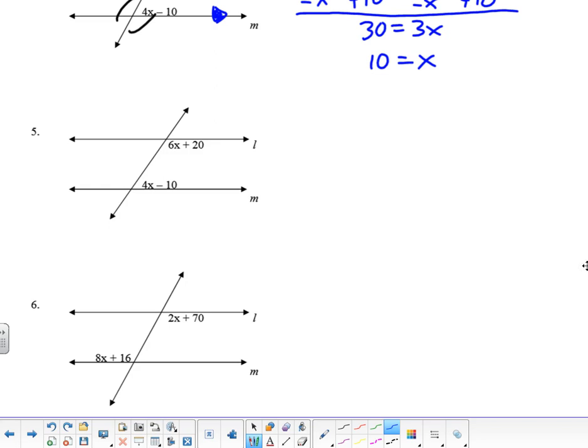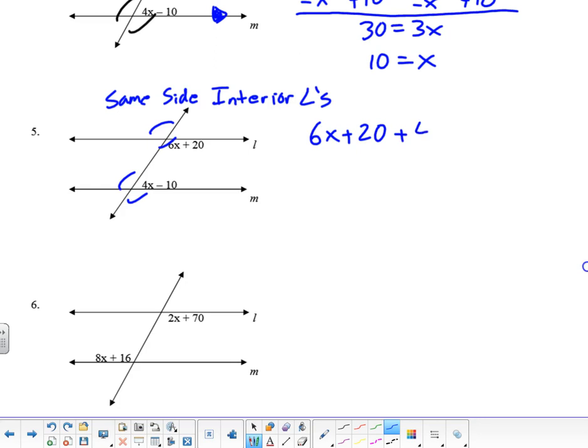All right, what do we got going on here in number 5? Well, one arc, those are the vertical, alternate interior, and vertical. So we should notice, hey, this one has an arc, this one doesn't. That means they are going to add up to 180. We also want to see that this pair is called same side interior angles. And when they're on the same side, and when they're on the inside, they're supplementary.